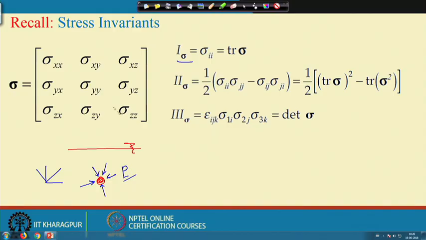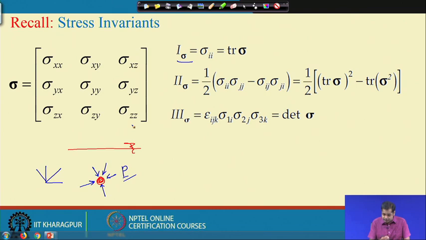some combination of these stress components should remain unchanged, and those combinations are called stress invariants. There are 3 stress invariants for a symmetric second order tensor. So, we have the first invariant, which is the trace of this matrix or the tensor. The second invariant is the sum of the cofactors, and the third invariant is the determinant of sigma. That is also discussed. We have not discussed the physical interpretation of these invariants. We will discuss it shortly towards the end of this week.